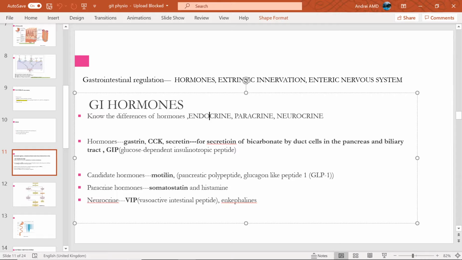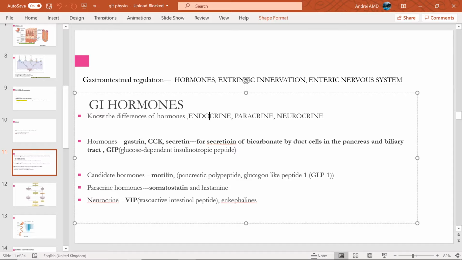Paracrine is the one that works in a local fashion. Endocrine goes to the systemic circulation, while paracrine is only by diffusion. It secretes its hormone and works on the neighboring cells. Neurocrine, you should be able to explain it. Neurocrine is secreted by a neuron. Oh, no. Sorry.